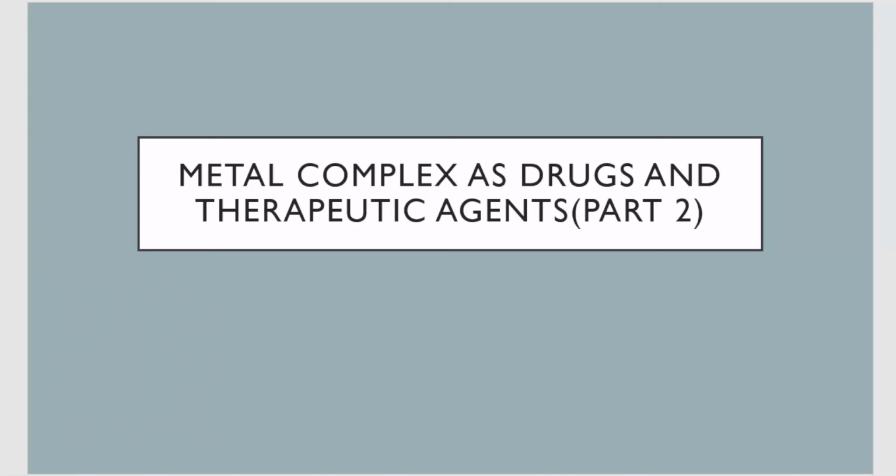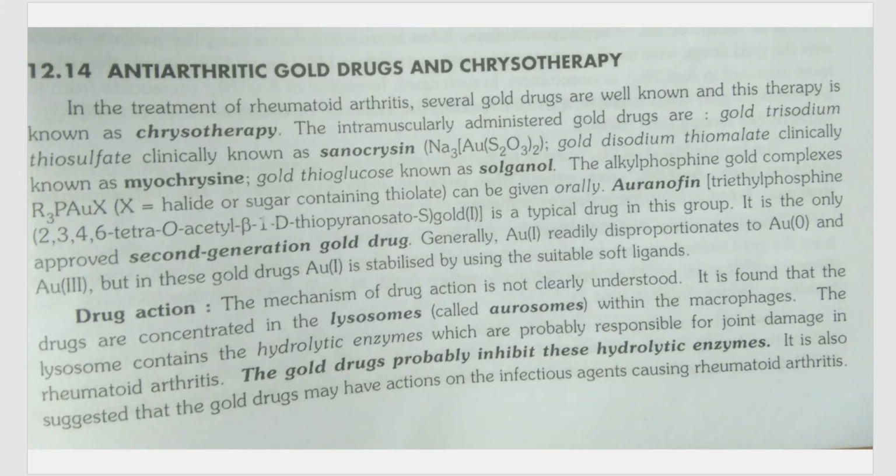So this is the second video on the topic metal complexes as drugs and therapeutic agents. Firstly, we will study how gold is used for treating arthritis. Now you studied that different metal complexes, like platinum, are used as anti-cancer agents, and vanadium is used to treat diabetes. In the same way, gold drugs were also used to treat arthritis.